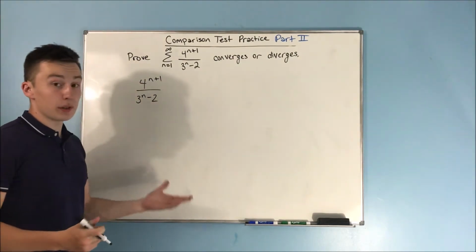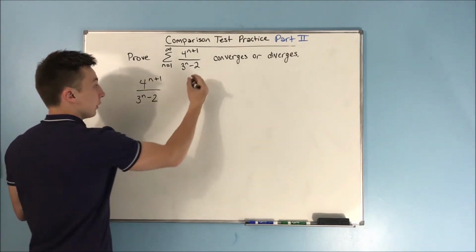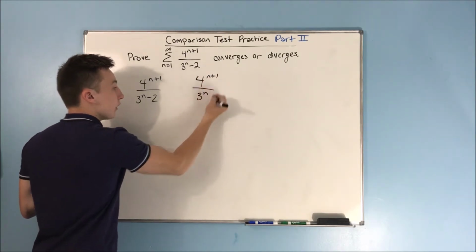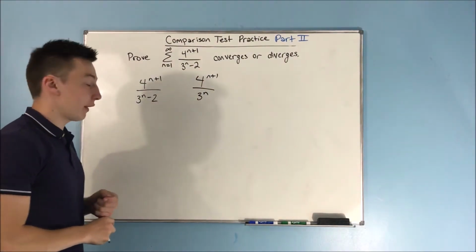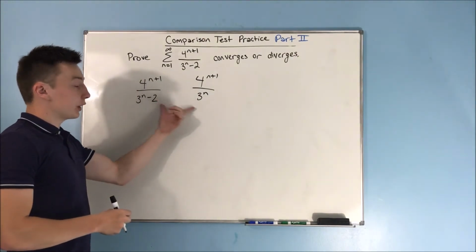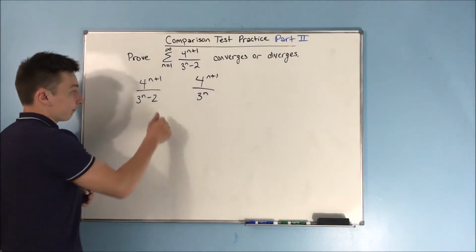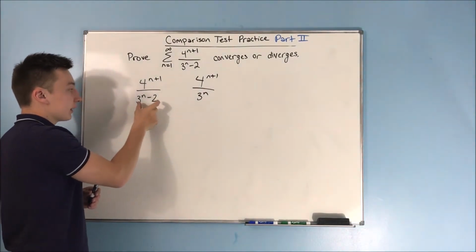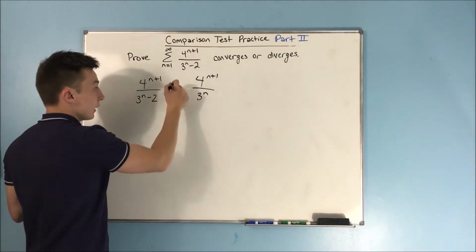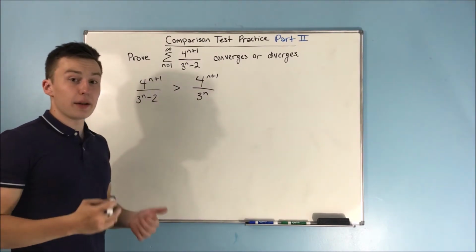So we have to use the comparison test. How we can use that is by comparing it to the same exact thing but without the minus 2. So we have to find the relationship between these two. This minus 2 makes the denominator smaller, which makes the whole fraction bigger. So this is going to be greater than 4 to the n plus 1 over 3 to the n.